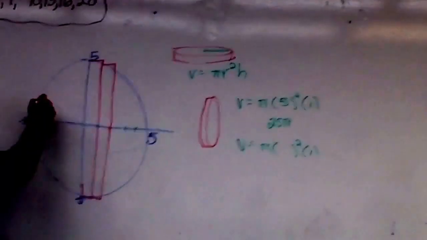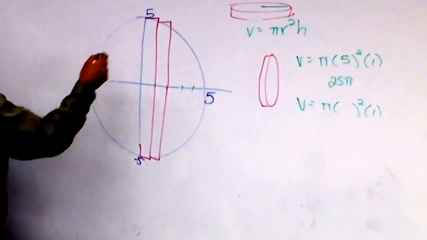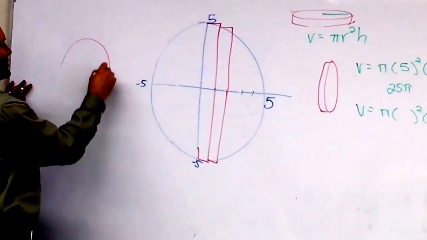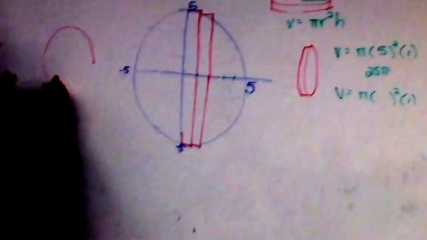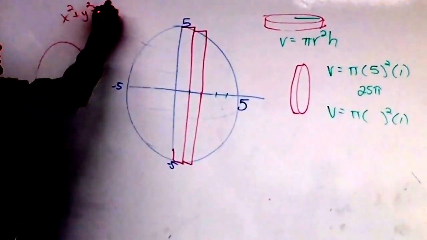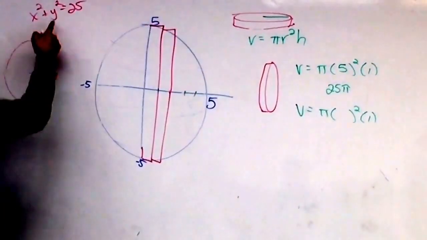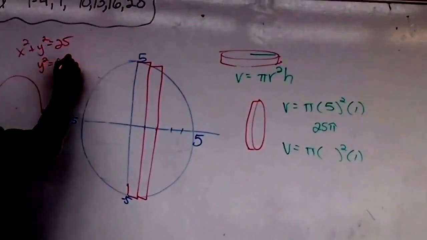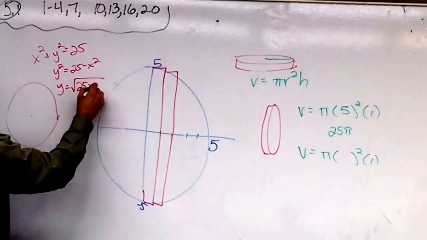Alright, so what I would do is, we need to know what this function is up here. It's actually just a semicircle, right? With a radius of 5. So if it was a circle with a radius of 5, it'd be x squared plus y squared equals 25, right? Because the center's at 0, 0. So I could solve for y squared equals 25 minus x squared. So y is plus or minus the square root of 25 minus x squared.